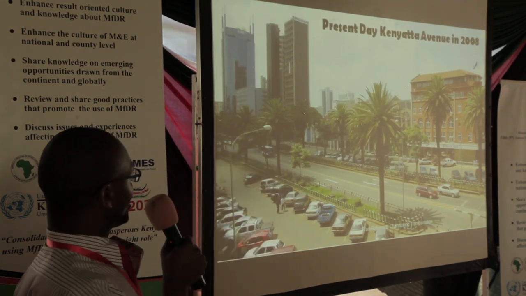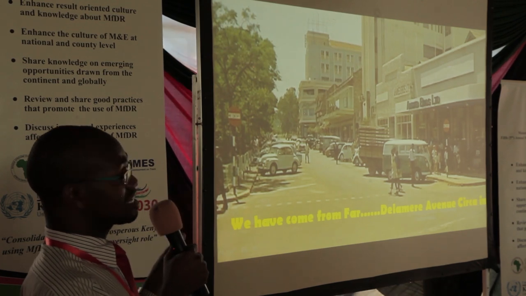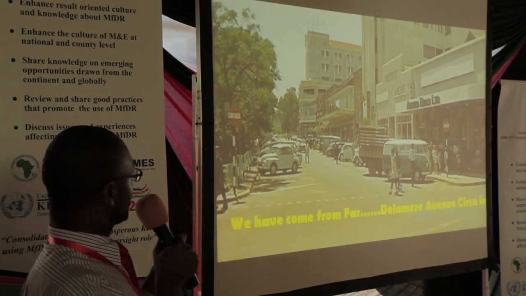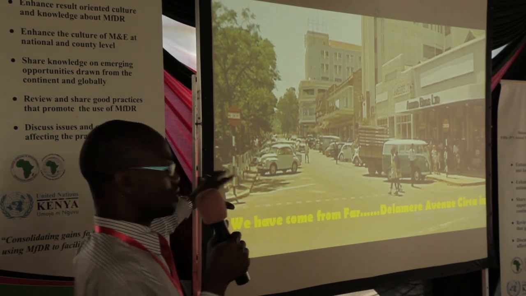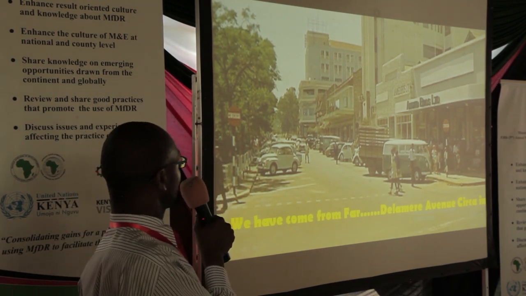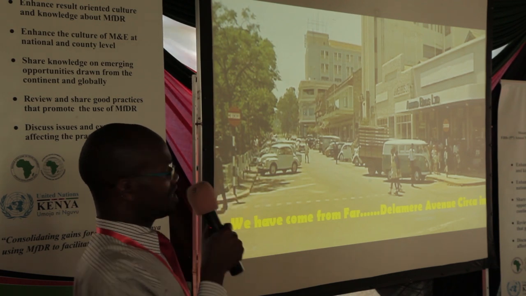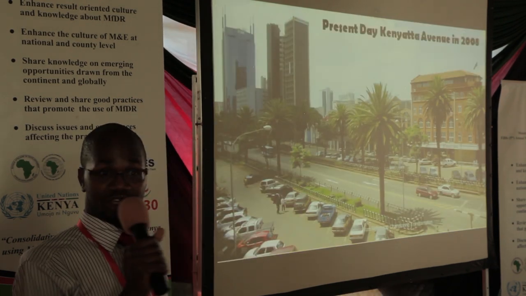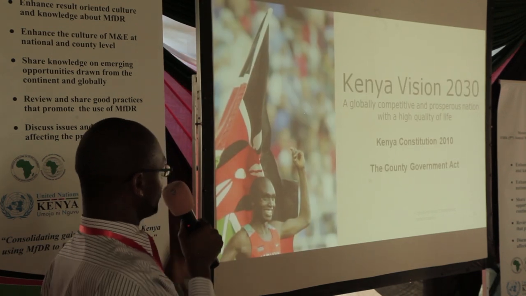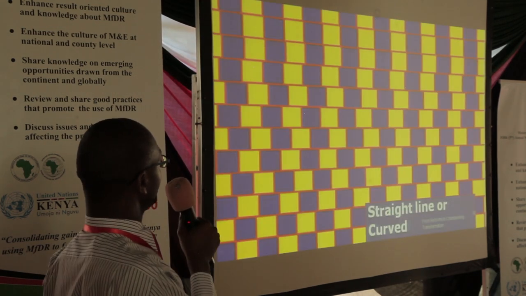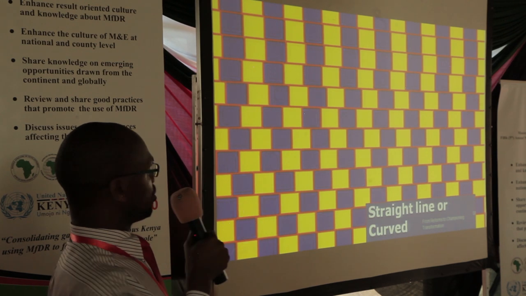The other one, go back, this is how it was in the 60s. Not even the 60s. Before the 60s, that's how Kenyatta Avenue looked like. Okay? And you know that building is still there. Let's move, please. So transformation. Let's move again. Are they straight line or curves?